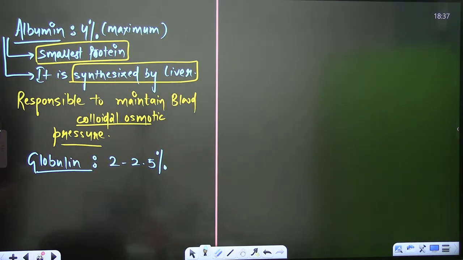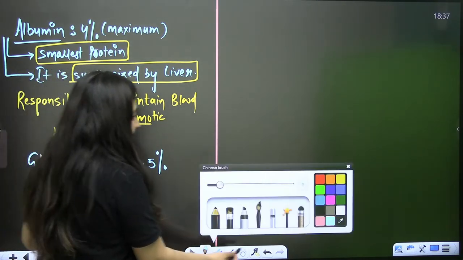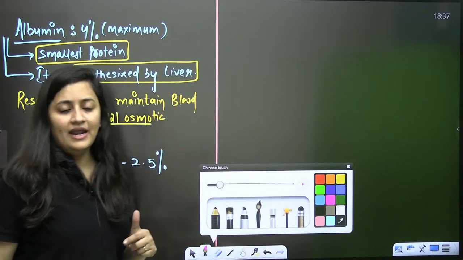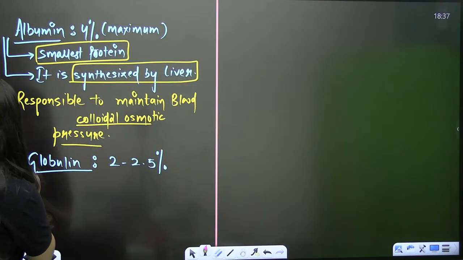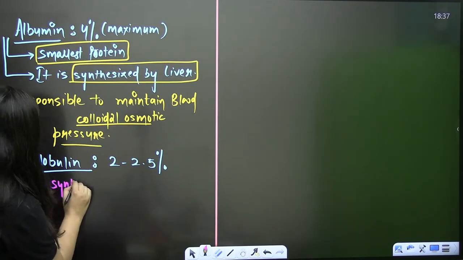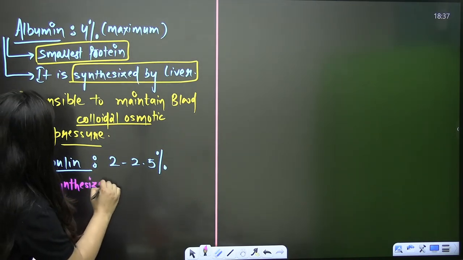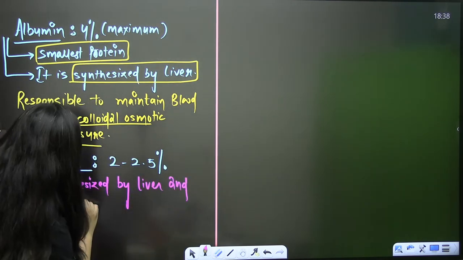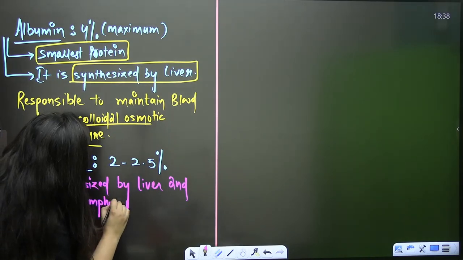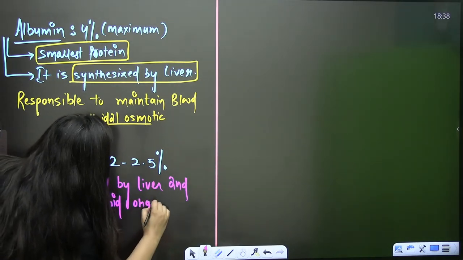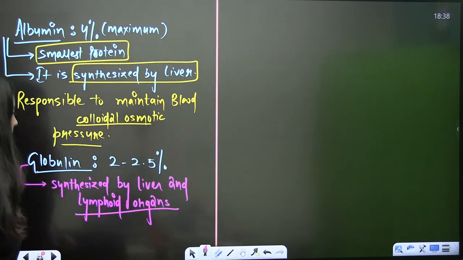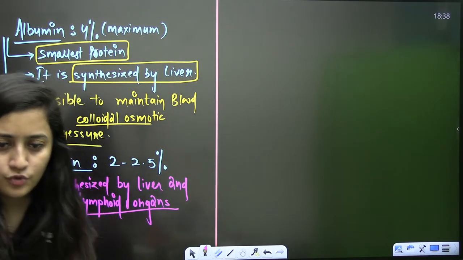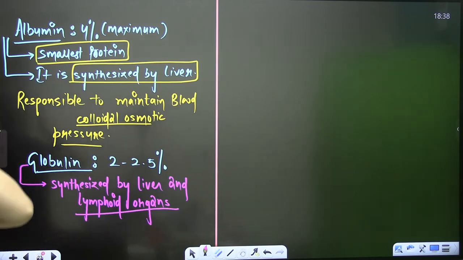So again, bachche, this globulin, you can relate it even with the immunoglobulin. So these globulins are also synthesized by the liver. But yeah, these globulins are also synthesized by the lymphoid organs as well, not just by the liver. Are you getting it? So globulin, it is 2 to 2.5%. It is synthesized by the liver and the lymphoid organs, right, bachche? Is that clear?